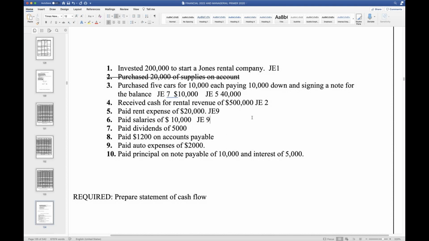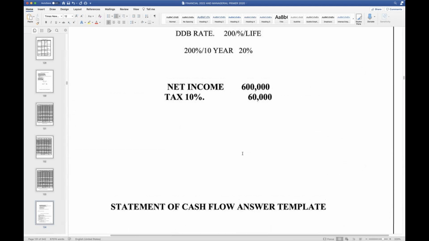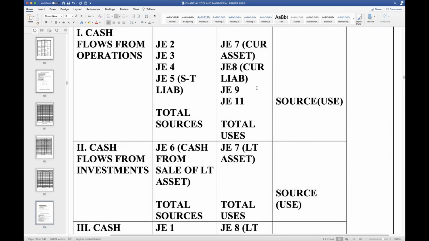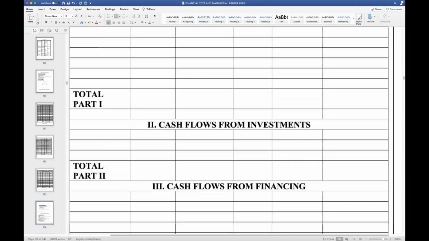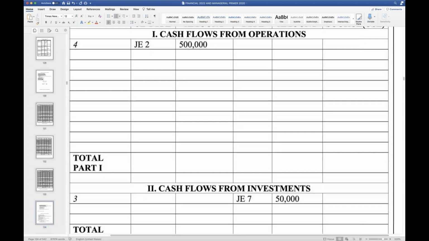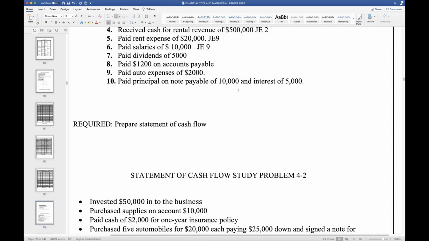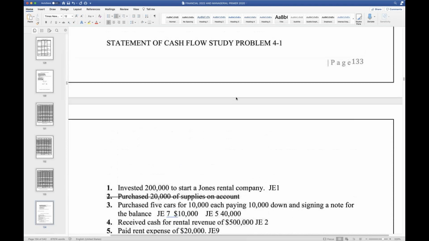So if you go on the sheet, where's type 9 located? On the template. Type 9 is here in operations. So what are we going to do with those two then? Wait, type 9 is a use. Yep. So it goes under the cash flows from operations, the first part. So this is correct.